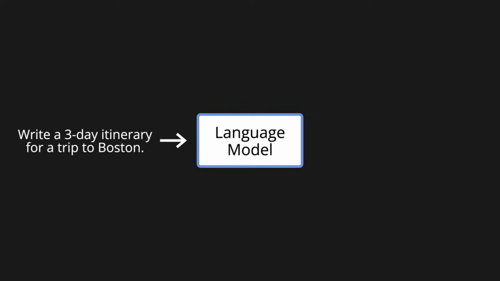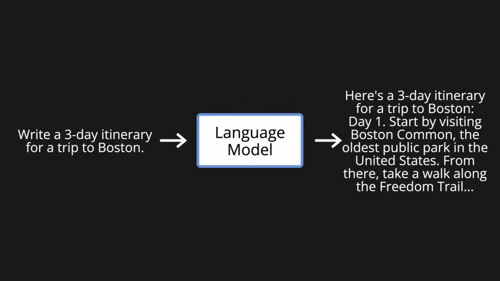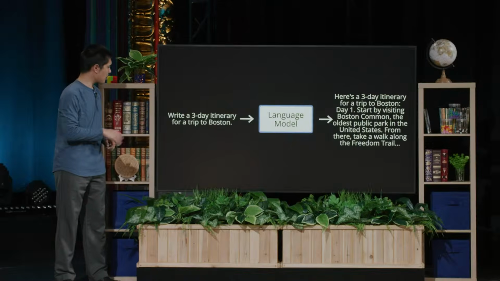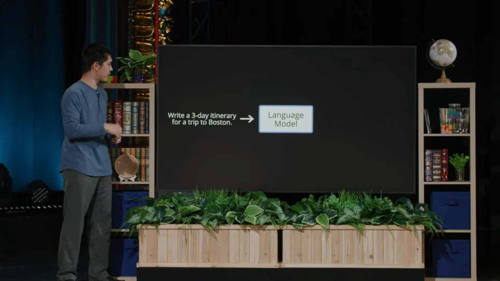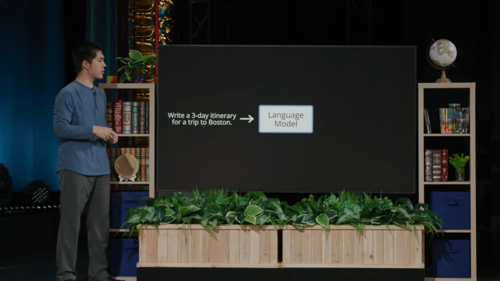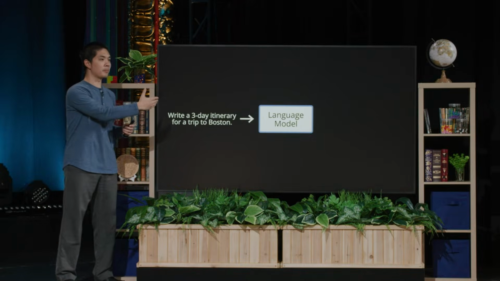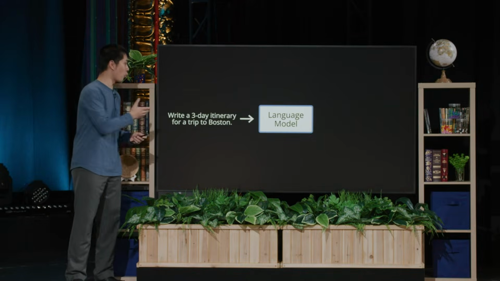And that'll be the input to this language model. And ideally, the language model will produce as output some kind of itinerary, something for me to do while I'm in Boston, for instance. But this was a relatively simple prompt. I described what I wanted: write a 3-day itinerary for a trip to Boston. But remember that what a language model's output is going to be depends very heavily on what the input is.